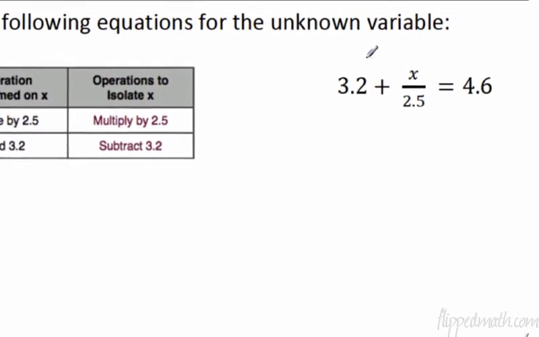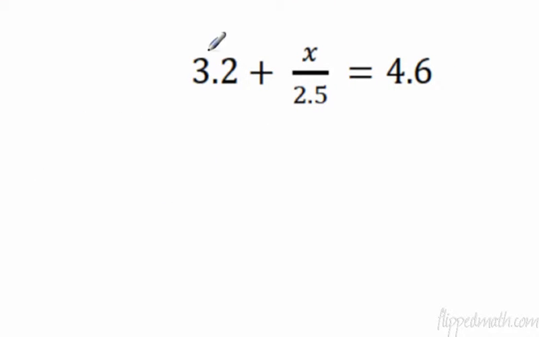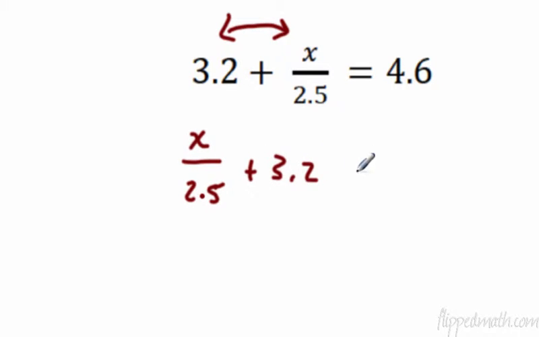The next example is pretty close to the other example, except here we have the 3.2 in front. And you know that we can switch the order right here. The order that we add does not matter. Commutative property of addition. So I'm going to rewrite this equation first. I'm going to write it as x divided by 2.5 plus 3.2, all of that equals 4.6.